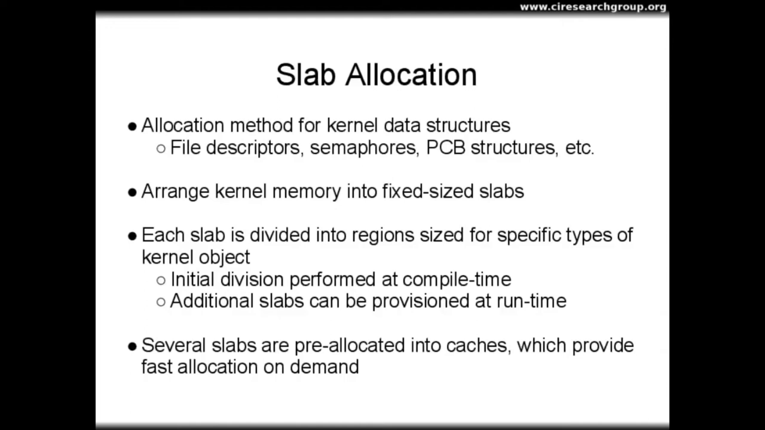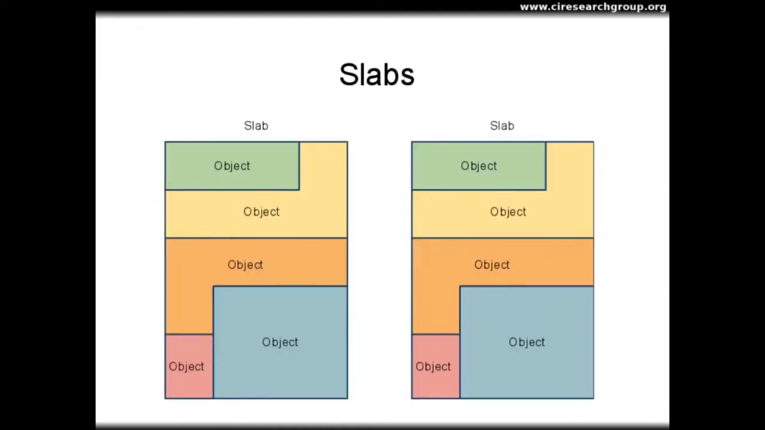At runtime, several of each of the different slab layouts are pre-allocated into caches. Whenever the kernel requires a new data structure, space for the data structure is simply taken from the slab cache. If the slab cache starts to run out of a certain slab layout, it automatically provisions extras. Graphically, slabs can be represented in a manner shown here. In this example, we have two pre-allocated copies of the same slab layout, in which each slab can hold a single instance of each of five different kernel objects.